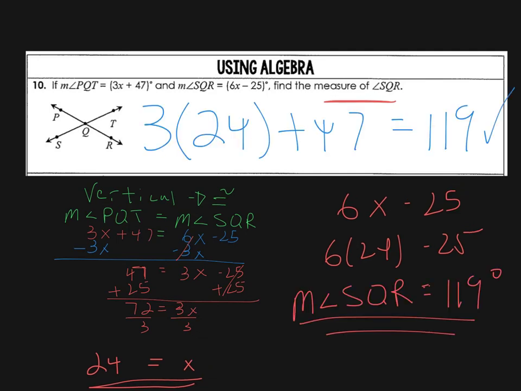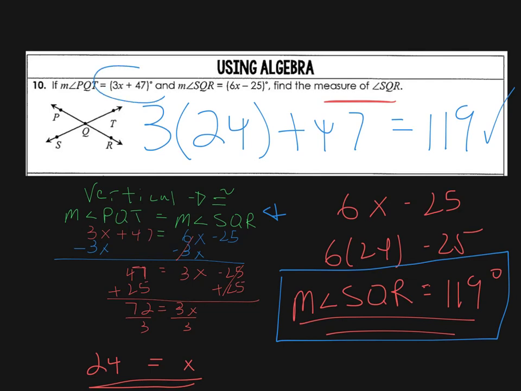Okay, so I've done two things. I've actually gone ahead and calculated the measure of angle SQR, right? I substituted 24 in for x into this measurement of angle SQR, and I got 119 degrees. Now, for all intents and purposes, this is our final answer. But we said at the very beginning right here that these two angles were the same measure.